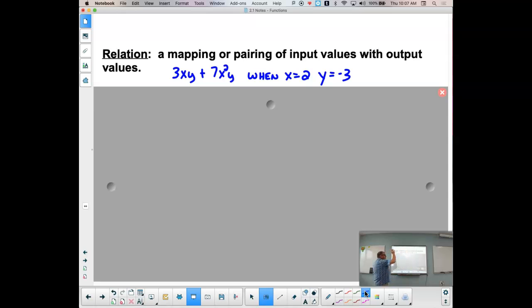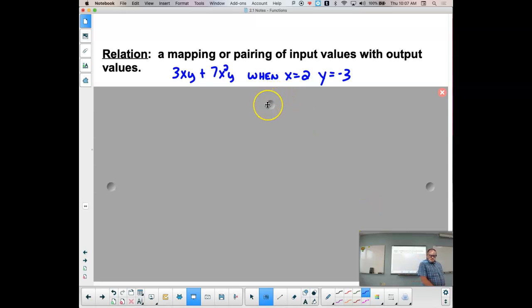So that's a relation. Okay? Because the inputs in this case would be 2 and -3, and the output would be whatever we get if we plugged in 2 and -3 into that. Okay? That's a relation.